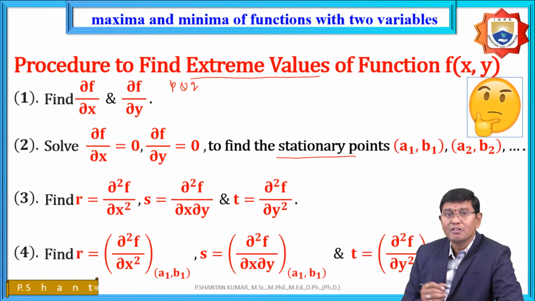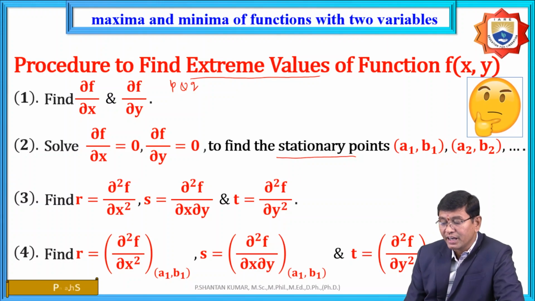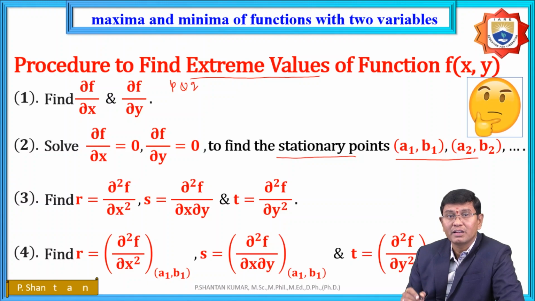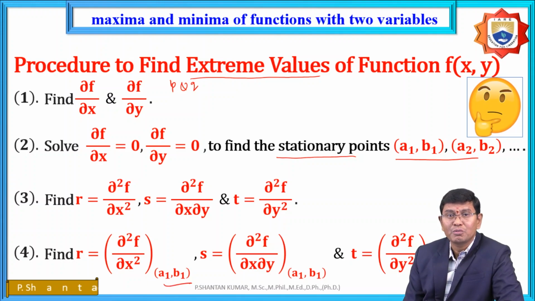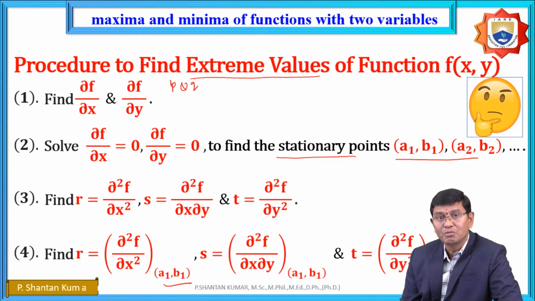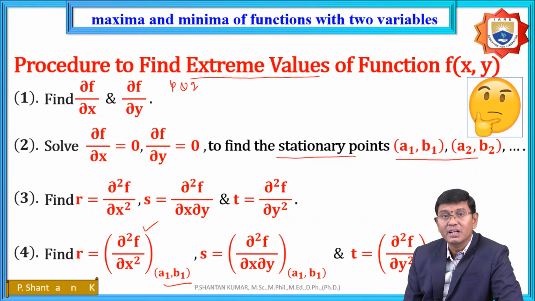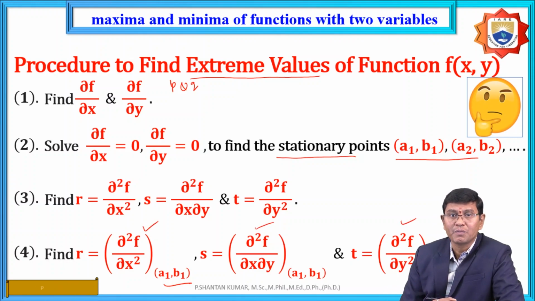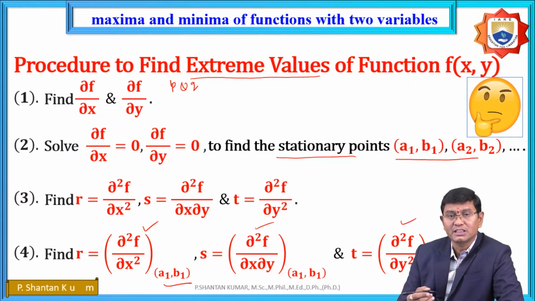And next, for whatever stationary points we obtain, like a1, b1 and so on, for each and every stationary point we need to calculate the value of r, the value of s, and the value of t. That means at the stationary point a1 comma b1, we need to find what the r value, s value, and t value are. As we know, r comma s comma t are second order partial derivatives, and we replace them at the stationary point.